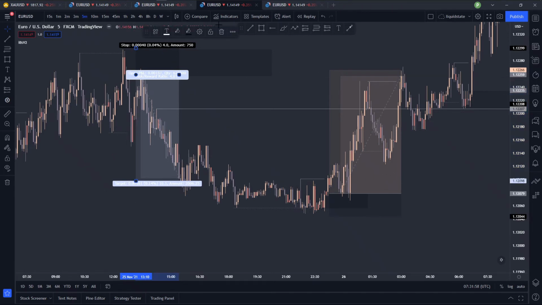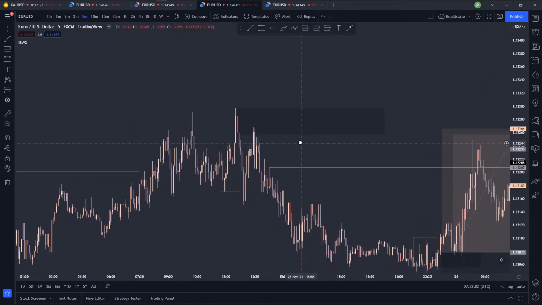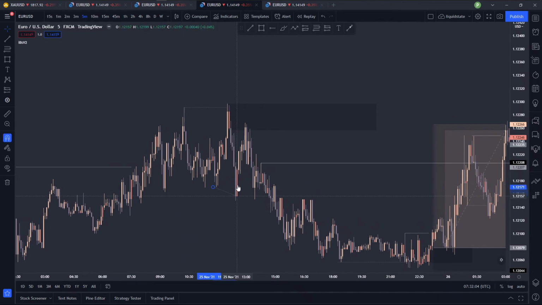This point I gave out is the major reason why you should know how to mark your breaker structure, so you can figure out where the inducement is and where the proper stop loss and proper regions are. So this right here is the inducement. It failed to do its job of mitigation. It failed to mitigate this area.